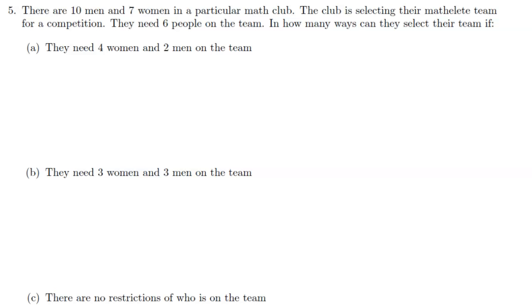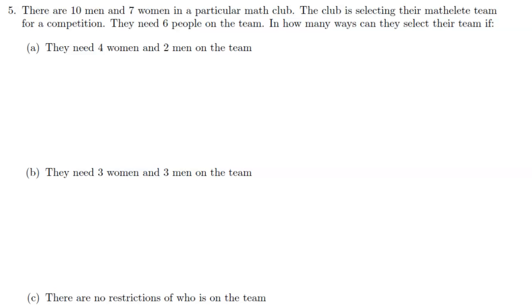Question 5 says there's 10 men and 7 women in a particular math club, and the club is selecting their mathlete team for a competition. They need 6 people on the team total. In how many ways can they select their team if, and we're given some different options. So the first one says they need 4 women and 2 men on the team. Notice that would make the total of the 6 people for the team.